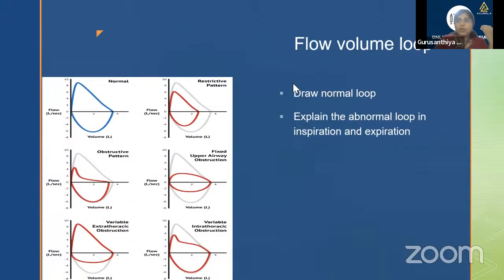They have asked about flow volume loops. Any flow volume loop which is asked, may it be an intrathoracic obstruction or an extrathoracic obstruction, you first describe a normal loop. You tell them what is inspiration, what is expiration, and then you draw the particular loop and explain them what is happening. If it is a fixed upper airway obstruction, you tell them why both inspiration and expiration is affected and why the box loop has come.